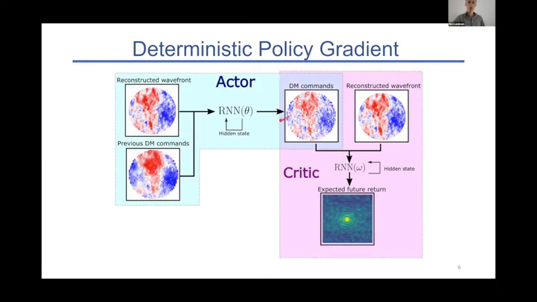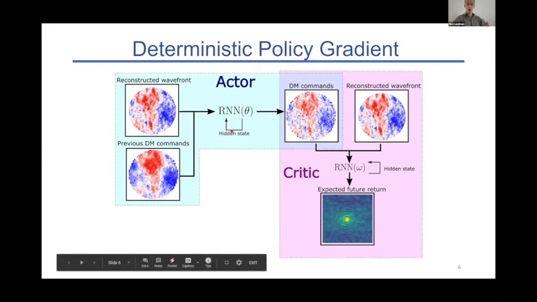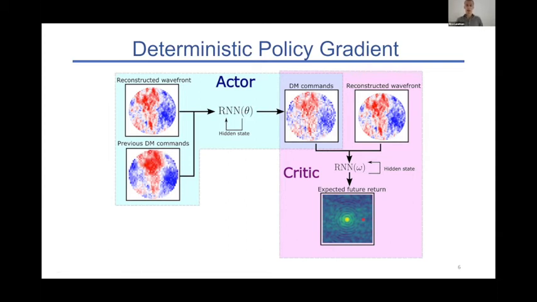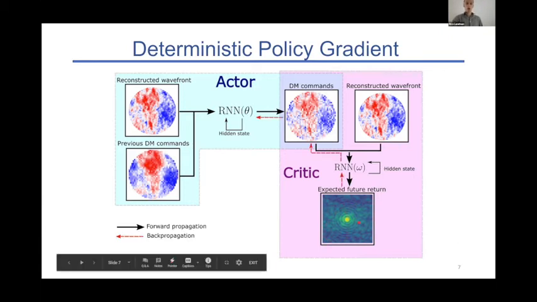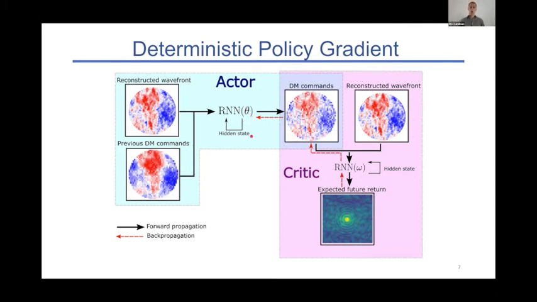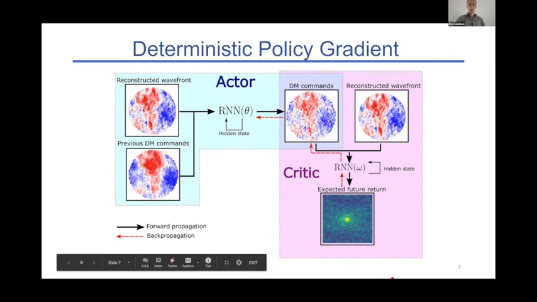So what we want is to find the parameters theta that give, for the observed wavefronts, the highest Strehl ratio, the highest reward. If we formulate it like this, and both of these are differentiable models, we can find the gradient of the expected future return with respect to the parameters of the controller. If we have the gradients, it's just an optimization problem. We can use a gradient-based optimizer to optimize the parameters theta to get the highest return.